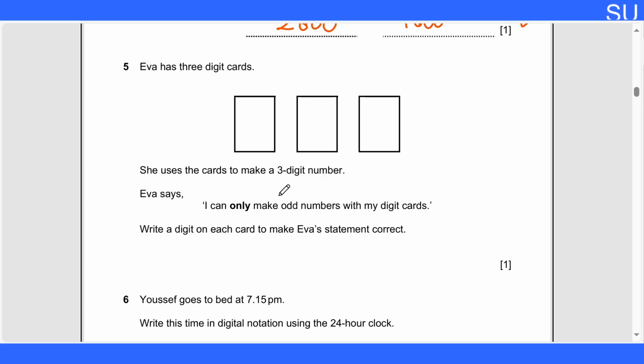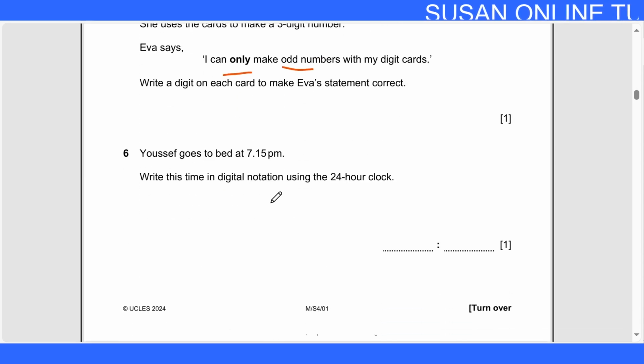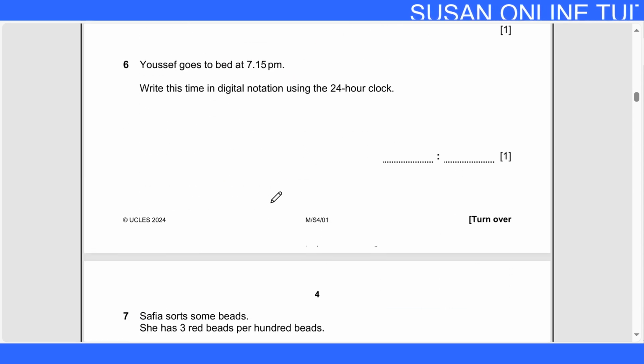Okay, that is the rule. 3-digit numbers, any numbers, only odd numbers. So we have to only write odd digits. Example, 1, 3, 5. Okay, all digits must be odd. You are free to write any odd numbers in here. Any combination is fine. Next, number 6.